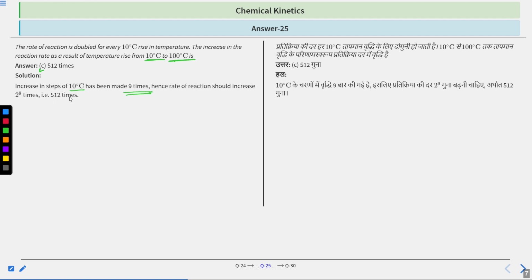So the increase in steps of 10 degrees Celsius has been made 9 times, and hence the rate of the reaction should increase by 2 to the power 9 times, because for every 10 degrees Celsius the reaction rate is doubled. For 9 steps the reaction rate will become 2 to the power 9, that means 512 times. Thus option C is the correct answer. Okay, let's move to the next question.